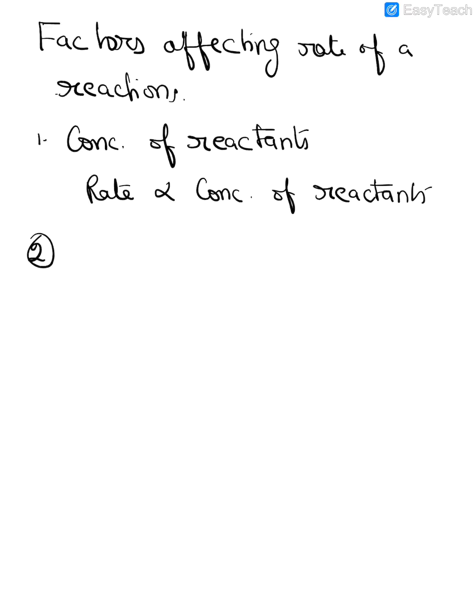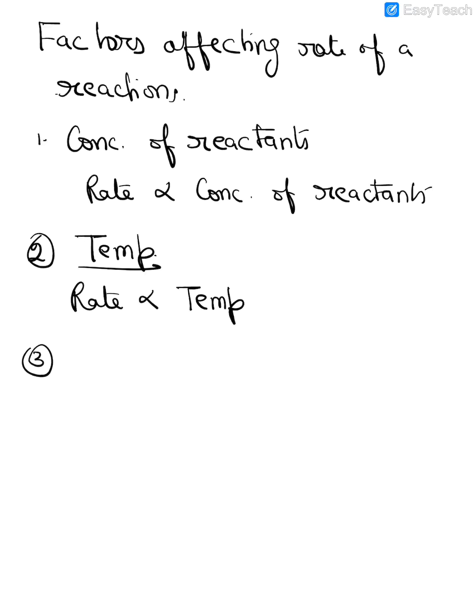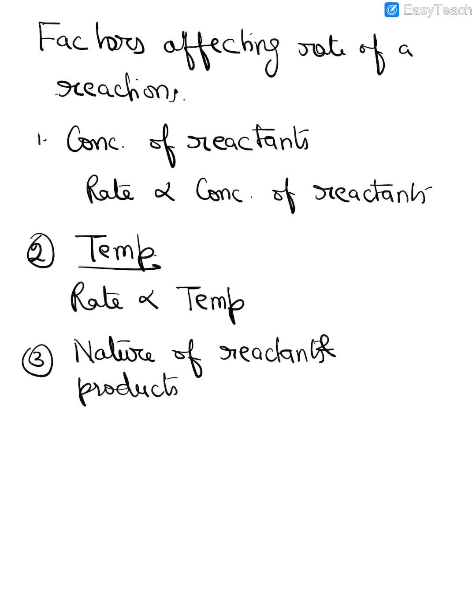Number 2, temperature. Again, the rate of a particular reaction is directly proportional to the temperature. Moreover, for each 10-degree rise in temperature, the rate of the reaction becomes just double. Number 3, nature of reactants and products. The rate of a reaction is related to the ease with which specific bonds are broken or formed.